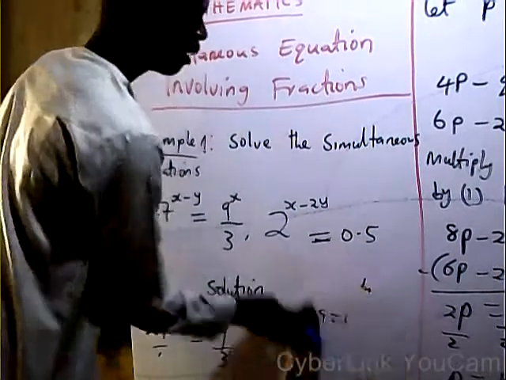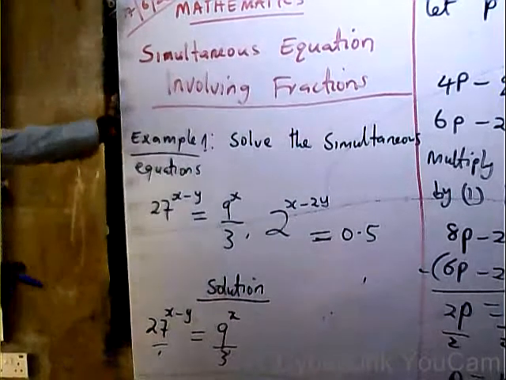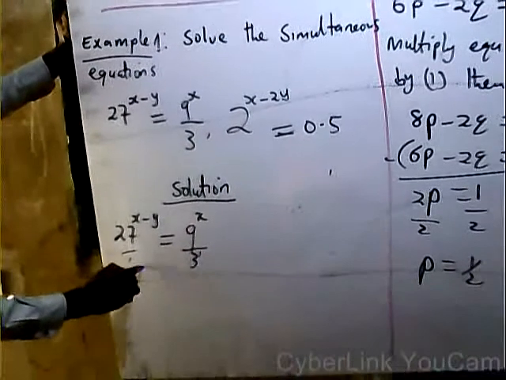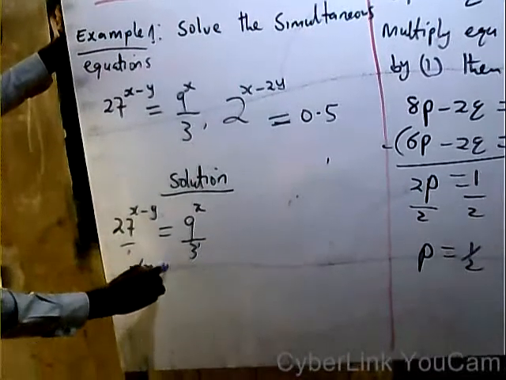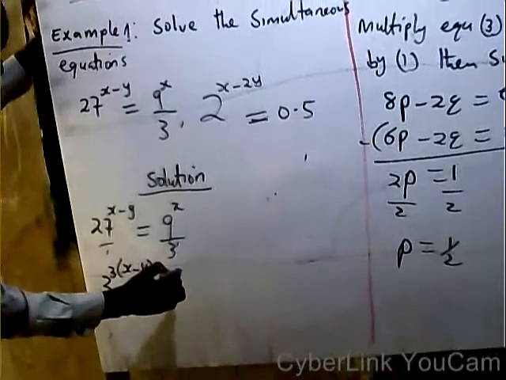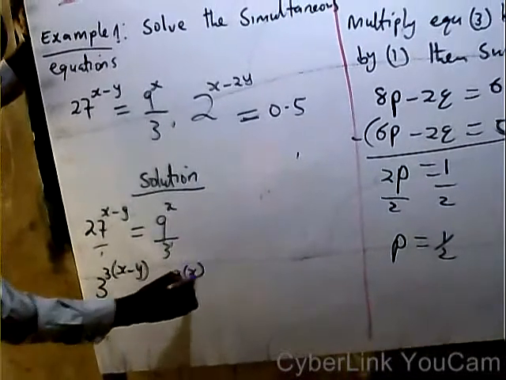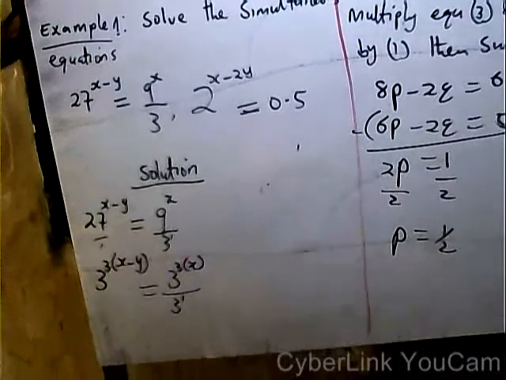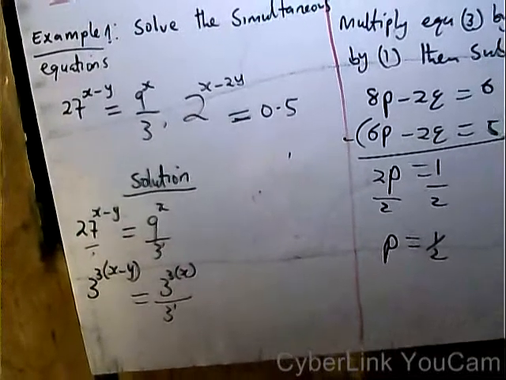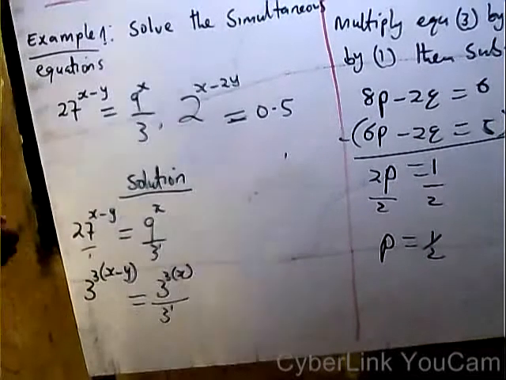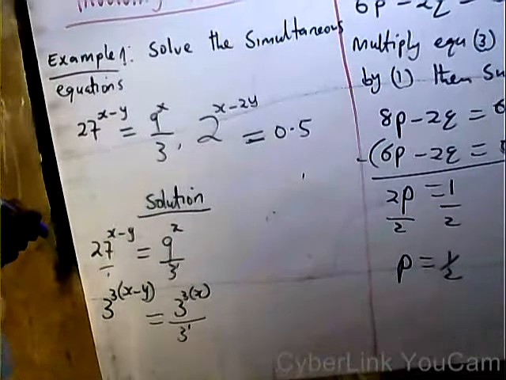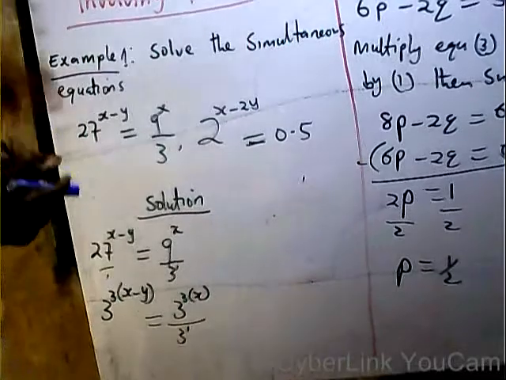But before I use that, I must perform some ritual. And what is the ritual? The ritual is that 27 can be represented as 3 raised to power 3. Open the bracket, x minus y is equal to, this one can be represented as 3 raised to power 3, open the bracket, x all over 3 raised to power 1. If I have that, and because of the law of indices that says if you are asked to divide, we are going to subtract. If you have the same base and we are asked to divide, what we are going to do is that we subtract their powers, and that is the law I want to use now.